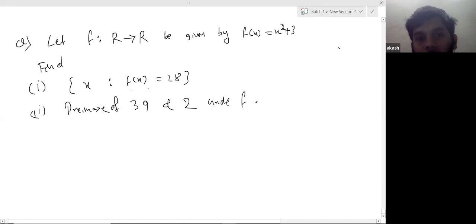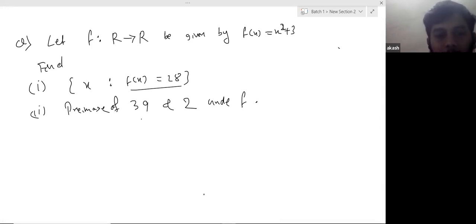Here you have to simply solve the equation. Here put the value of x square plus 3 as 39 and 2, find the pre-image. Pre-image means the value from the first set, right? I'll give you 2 minutes.